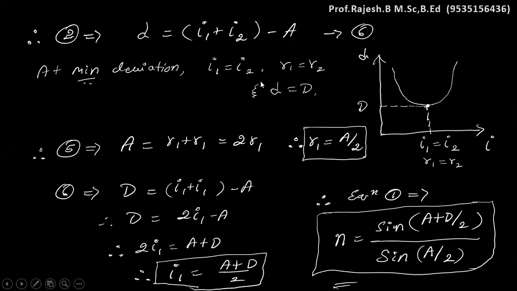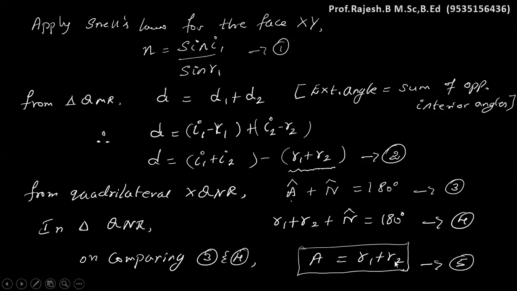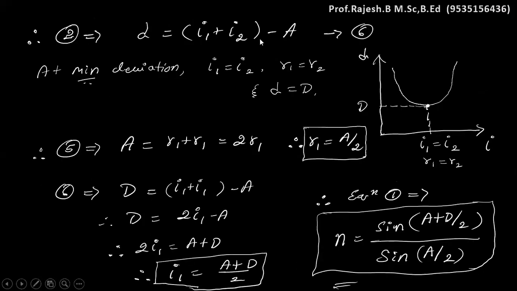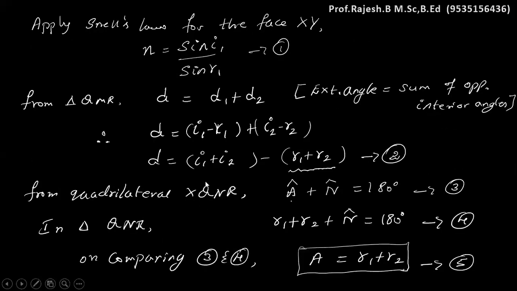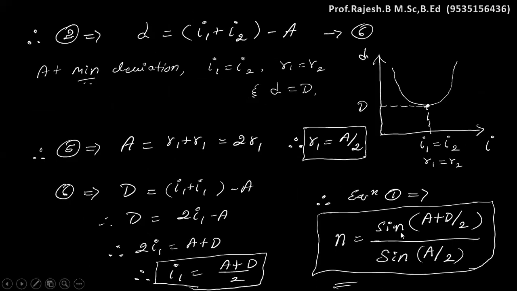Use that condition, substitute in equation 5 and in equation 6. You will get the R1 and the I1 value. After getting the R1 and I1 values, substitute in equation 1, Snell's law, sin I1 by sin R1. Then you will get the final answer. Any doubts in this step? Very, very important, 5 marks. If you have any doubts, you can ask.